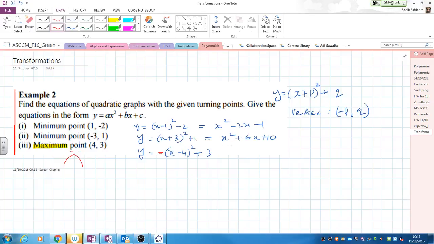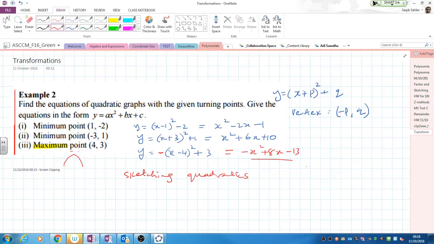And then we can expand that out. Has anyone managed to do that? If you expand it out, we should just get minus x squared plus 8x take away 13. Alright, so there's our vertex.